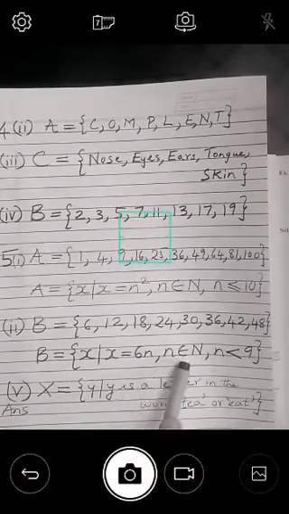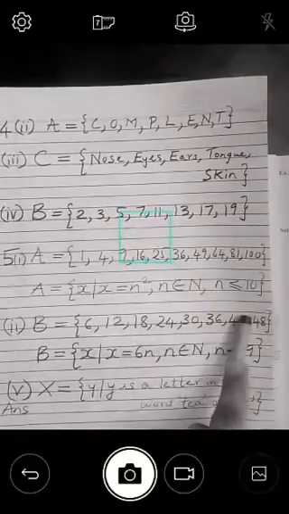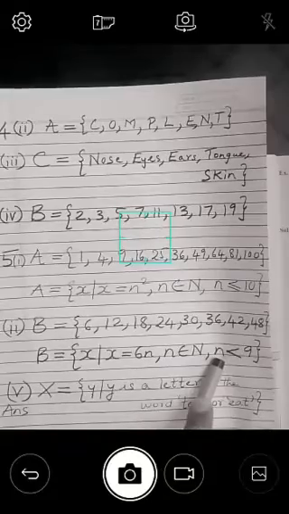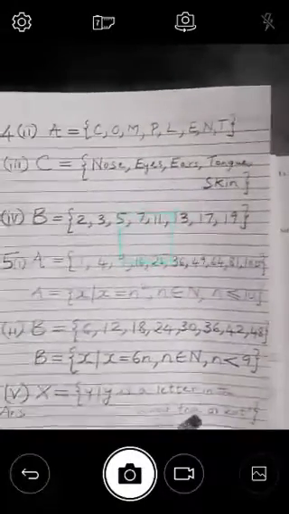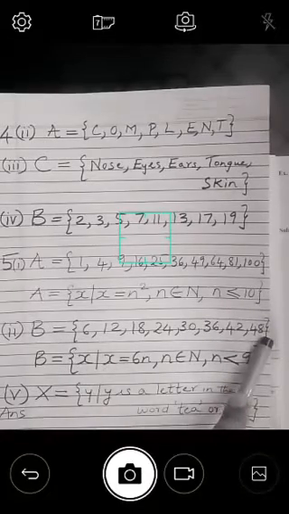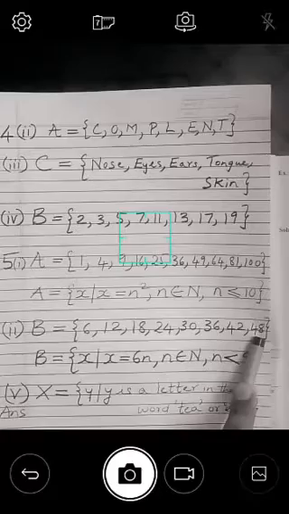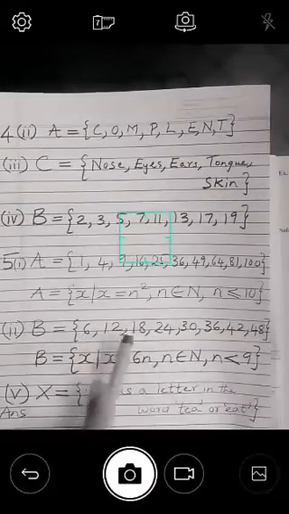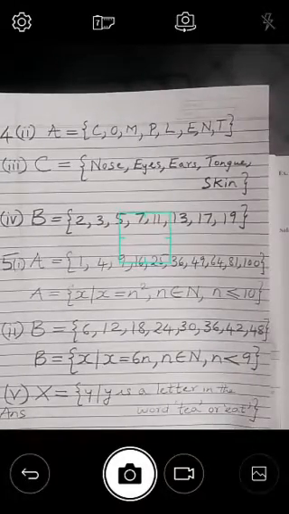So where n belongs to natural numbers, because these are all positive, and n is less than 9, because 6 9s are 54, but the last element here is 48. So we can go only up to 6 into 8, that is 48. So we have to say n is less than 9.